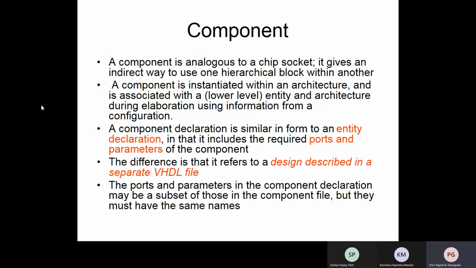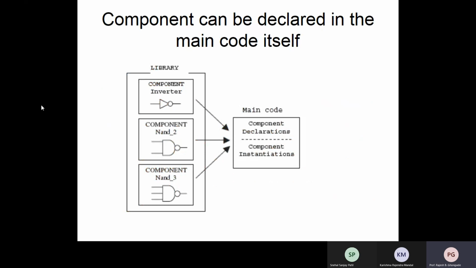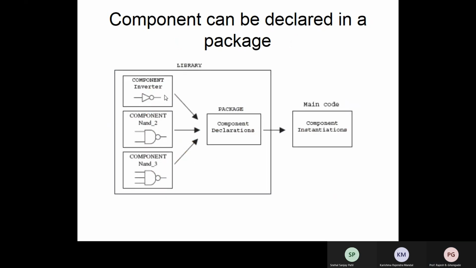Ports and parameters in the component declaration must be a subset of those in the component file, but they must have the same names. So that is how it is referred to. This will be clear when we actually see an example. A component can be declared in the main code itself, or it can be declared in the library also. This is one important thing that you should remember. So I can declare the component in the main code also. A component can also be declared in a package. All right, and then in the main code you can call it up.